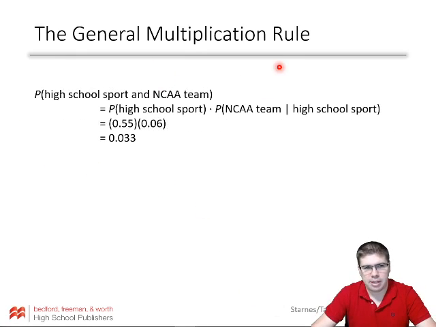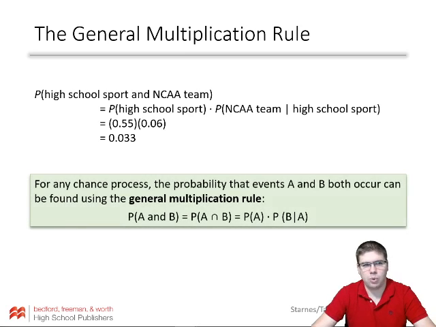So kind of putting that in some other symbols and so on. We ultimately want to know what's the probability that they play a high school sport and then play on an NCAA team. We can multiply the probability that they played a high school sport, those 55%, times the percent that would go on to play on an NCAA team, given that they were in a high school sport, and get that that's a 3.3% chance. And that's our general multiplication rule. So our general multiplication rule looks like this.